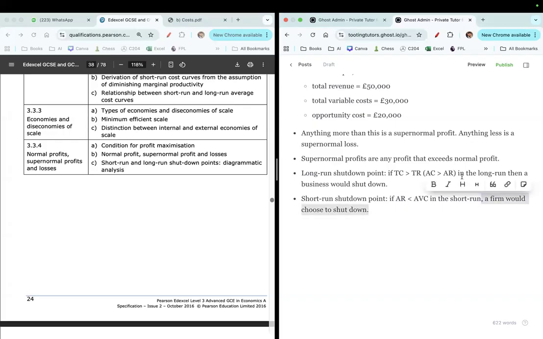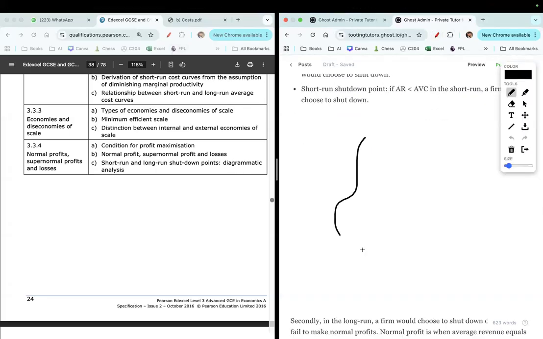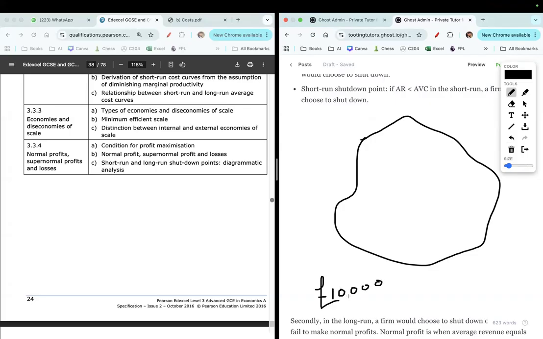I'll explain why. I'll just give you an example to help you understand that. Imagine if I've paid £10,000 for this farm. Imagine the farm makes me £100,000 a year. Let's just say it makes me £100,000, and my costs are £95,000.